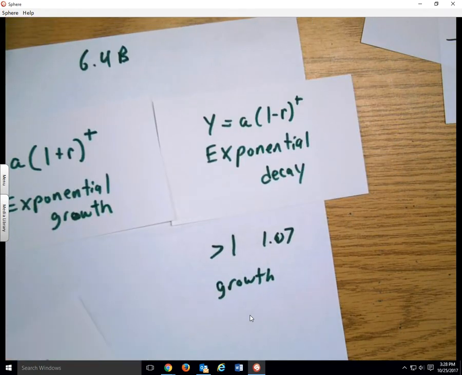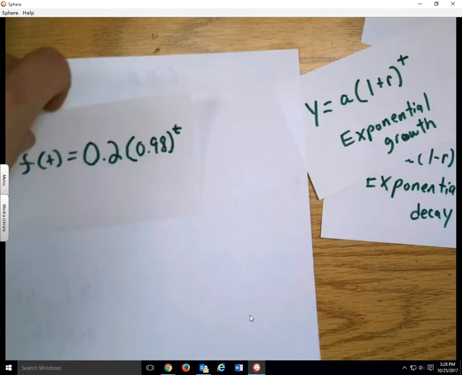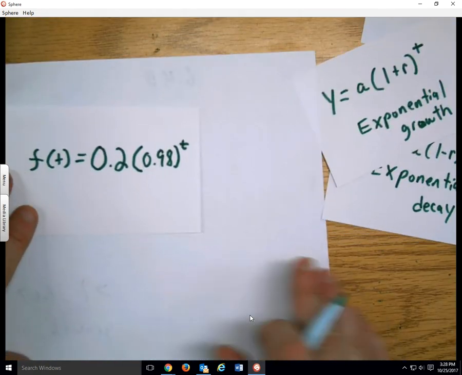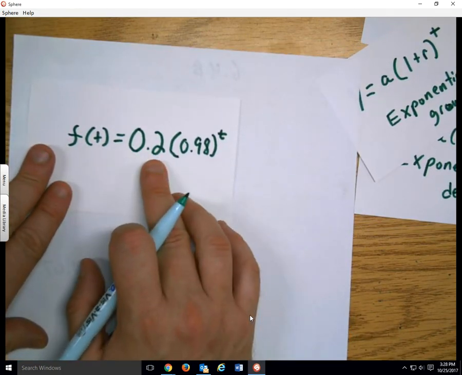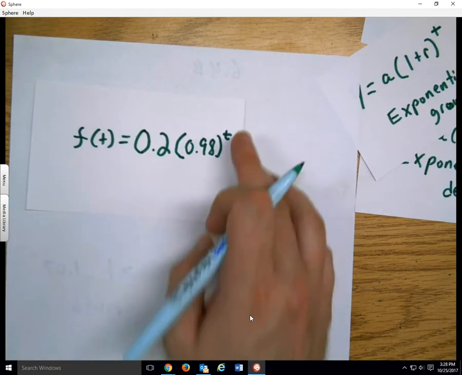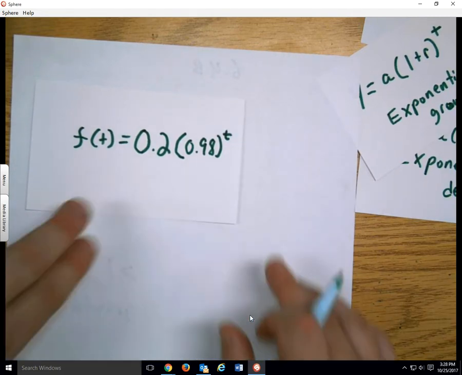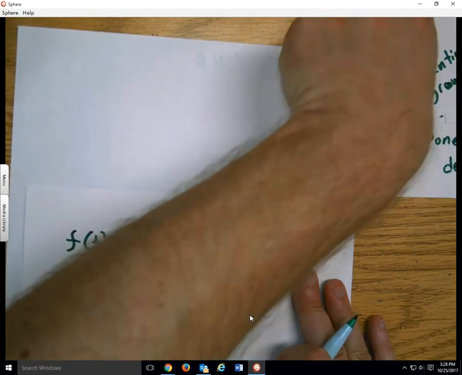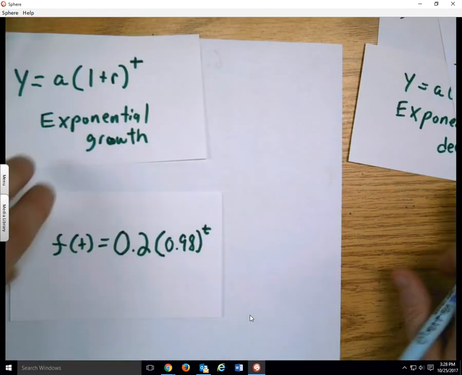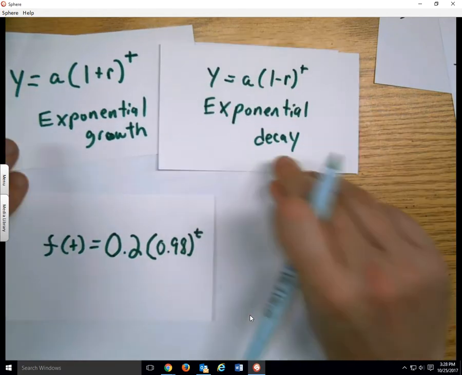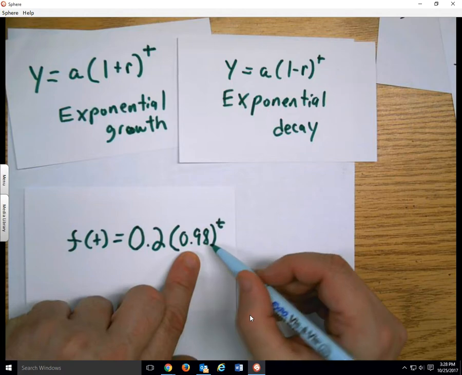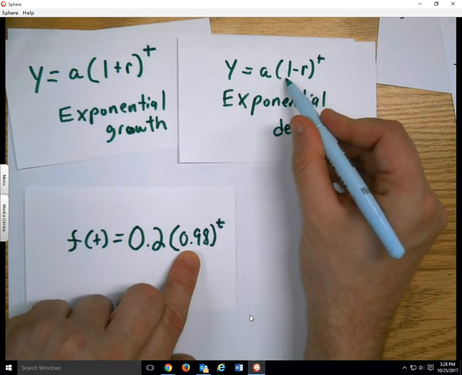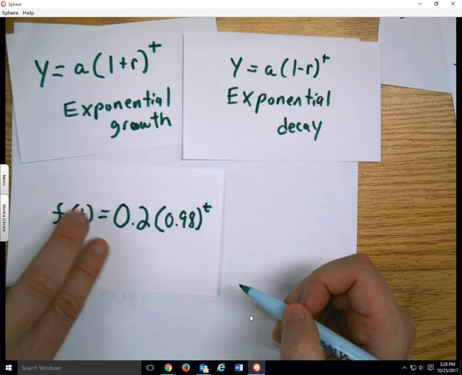Let's see if we can do another problem here. Let's do this one right here. Flip this page over. This one says f of t, which just means the function of time. I could put a y there. It is 0.2 times 0.98 to the t. So, again, is this going to be an exponential growth or an exponential decay? To me, I can tell it's a decay because it's under 1. It's not quite 1, it's 0.98. So you must have taken something away from it. It must be 1 minus something. So we know it's decay.